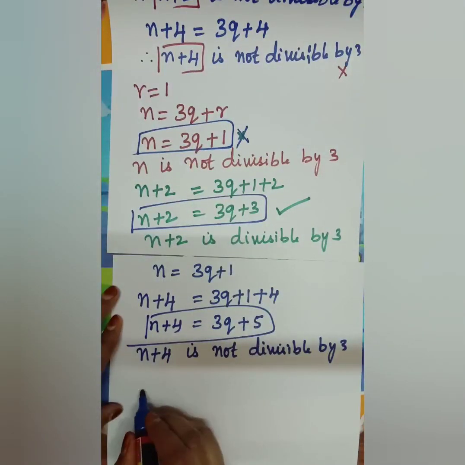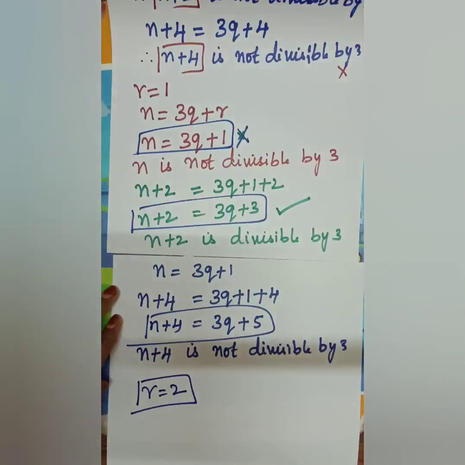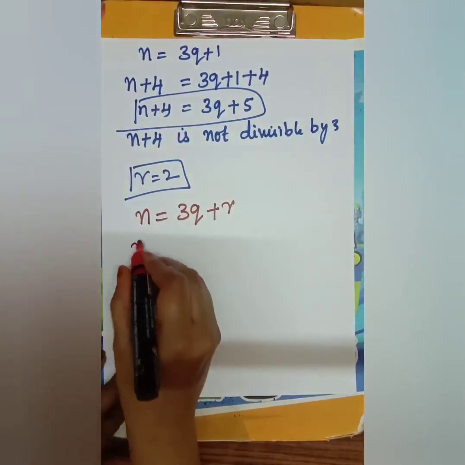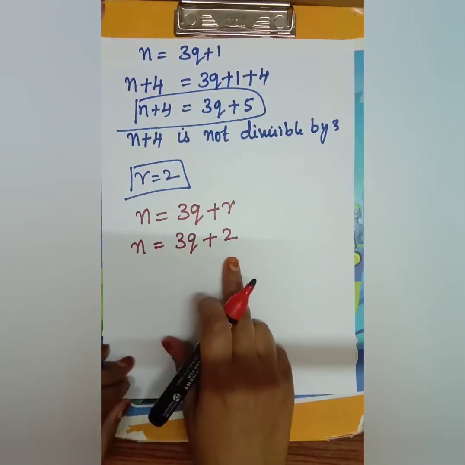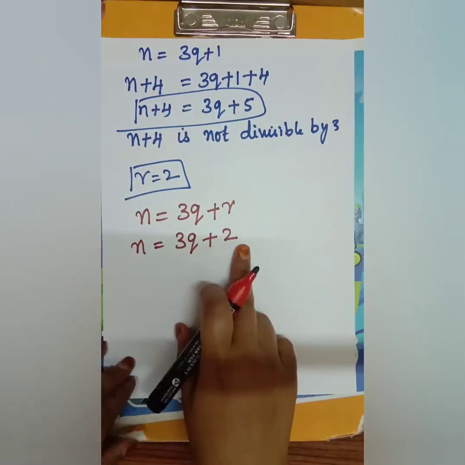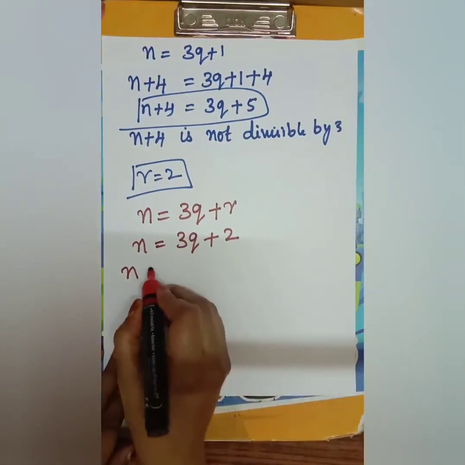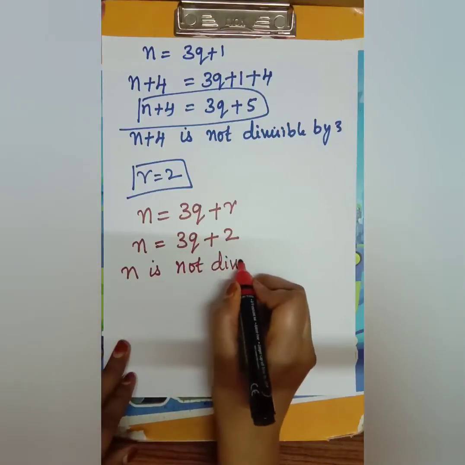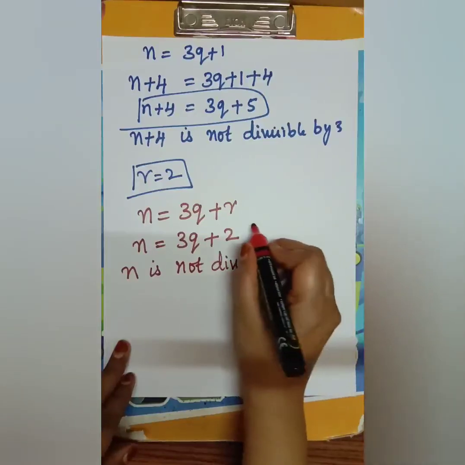Now substitute r is equal to 2 and check which one is divisible and which one is not divisible. Now substitute r value as 2. n is equal to 3q plus 2 and check whether it is divisible. 3 ones are 3, 3 plus 2 is 5. That means n is not divisible by 3.